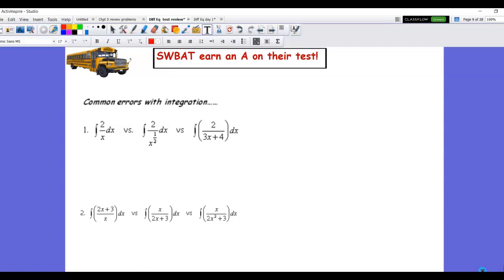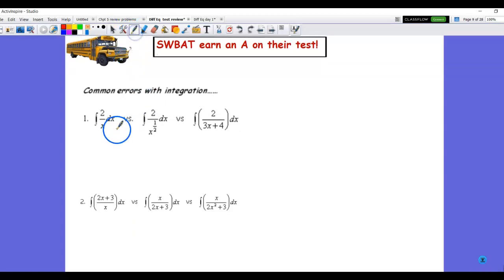Let's take a look at the problems on the first test review for differential equations. In problem number 1, I have three integration problems that look very similar in that they are all three rational functions. They look similar in that they all have a 2 in the numerator and some sort of variable in the denominator. But we're just comparing how they are alike and how they are different.